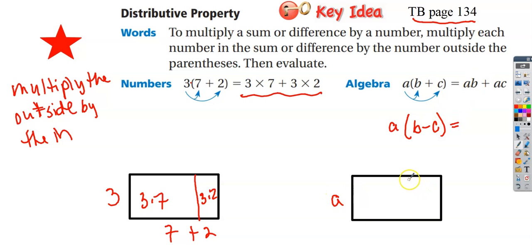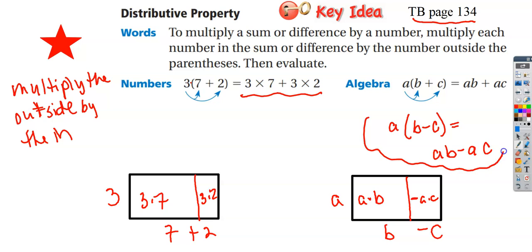So here's my a. Here's my piece of land that is b in length, and this is going to be taken away, so I'm calling it minus c. The area is a times b. This area gets taken away, but it's a times c. So a times (b minus c) is equivalent to ab minus ac. That is very abstract because there are no numbers. So the distributive property works for addition inside the parentheses as well as subtraction inside the parentheses.